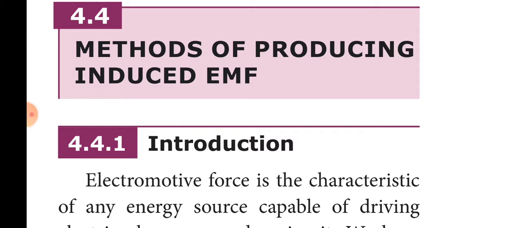Good, very good. Today we are going to the new topic about methods of producing induced EMF. Already we have discussed a few topics in the previous class. In the last class, we saw mutual inductance between two long coaxial solenoids, and we got the point that M12 is equivalent to M21, which belongs to capital M, meaning mutual inductance between two long coaxial solenoids, almost the same.